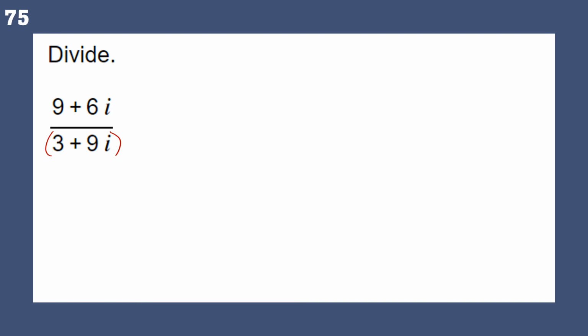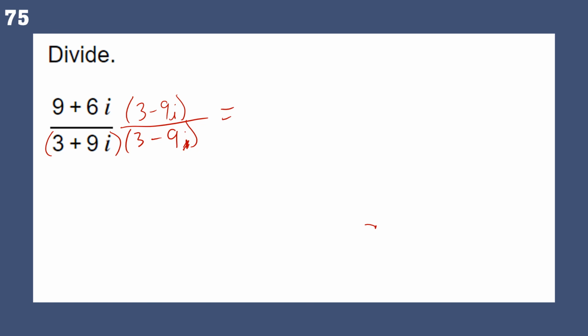So in order to get rid of this in the denominator, we're going to multiply by the conjugate, 3 minus 9i. Same numbers, just we have a switch sign. We have to do that on top and bottom because math says we have to be fair and do things to be equal. So the next thing we're going to do is FOIL this all out.